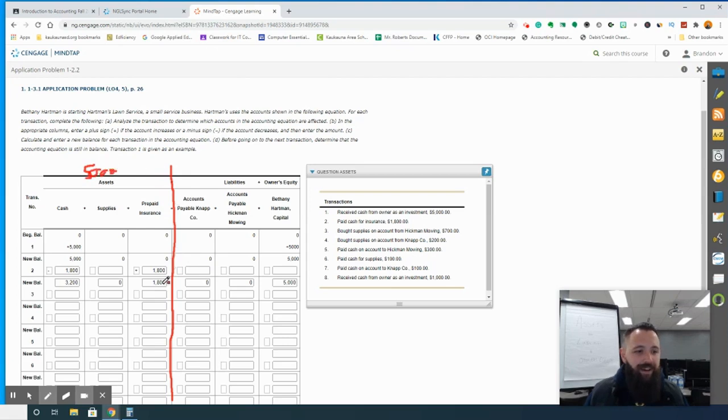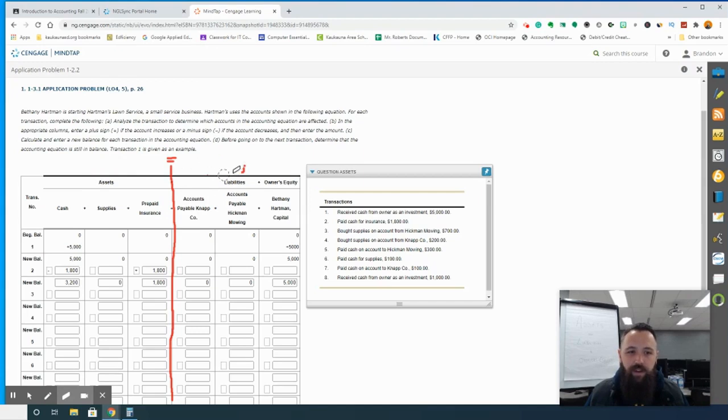And then on the right-hand side, what are the account balances? 0, 0, and 5,000. So here we have $5,000 on the right-hand side. Does the left side of the accounting equation equal the right-hand side? Yes, it does. So there we go, okay?